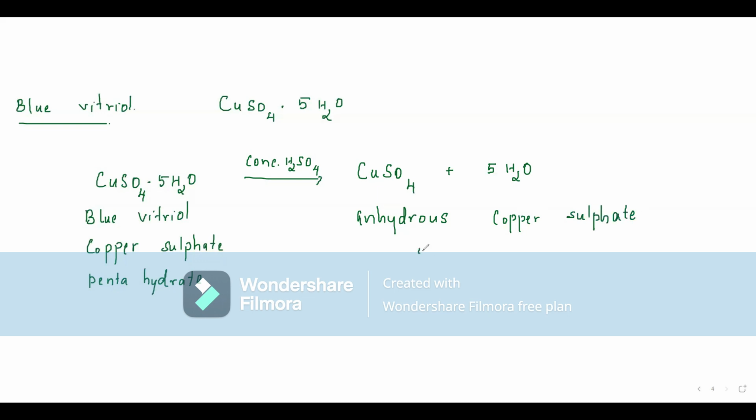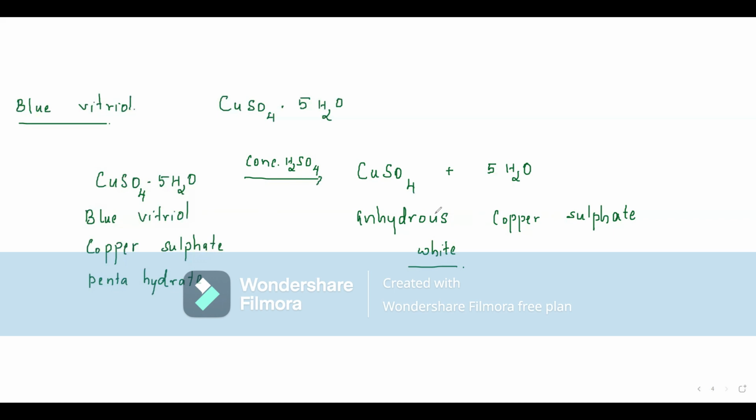Anhydrous copper sulfate, which is white in color. Now, by treating concentrated sulfuric acid with blue vitriol, the color changes from blue to white. Observation is possible. I've already mentioned the observation: blue vitriol, when it comes in contact with concentrated sulfuric acid, changes its color to white.